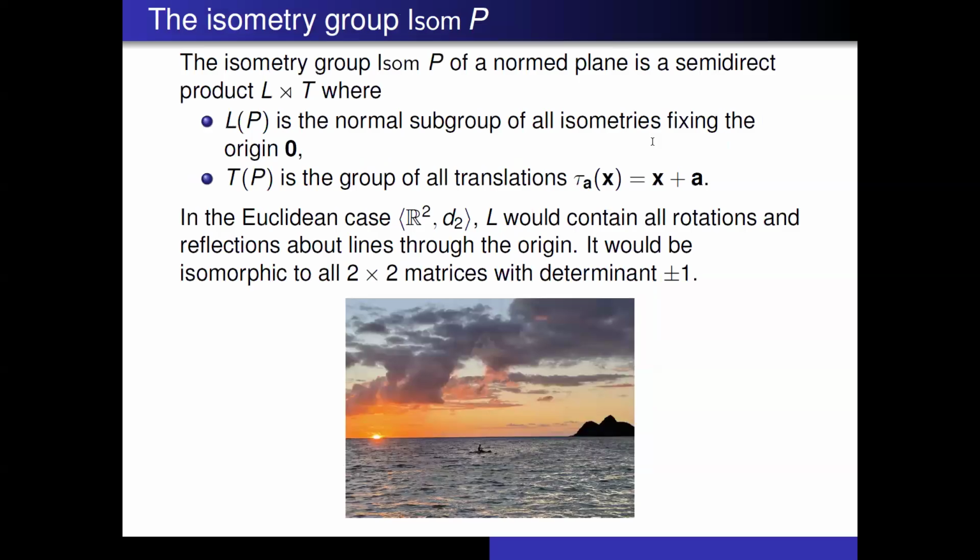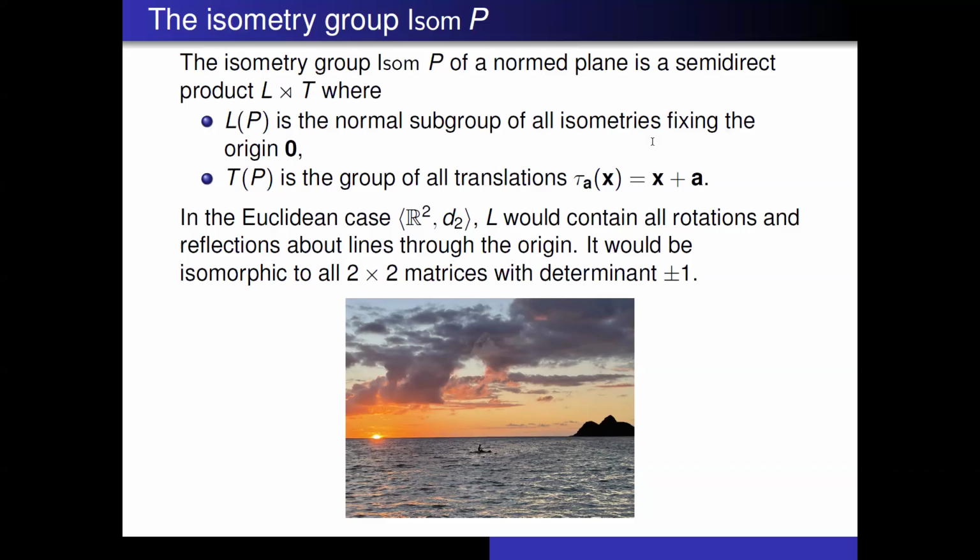Okay, we're going to be interested in the isometry group of a norm plane. So again, the real numbers with a vector norm determining the distance. It's a semi-direct product. In other words, you have the normal subgroup of all isometries that fix the origin. Remember, the points and lines are the same as they ever were. And then you have the group of all translations, obviously an isometry for any vector norm.